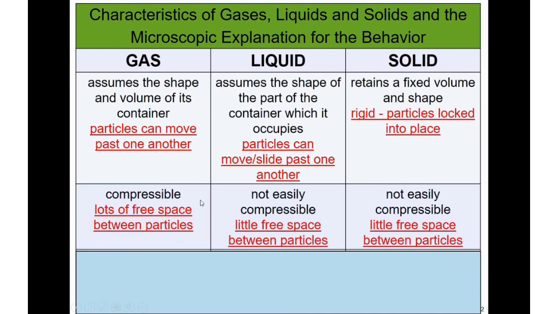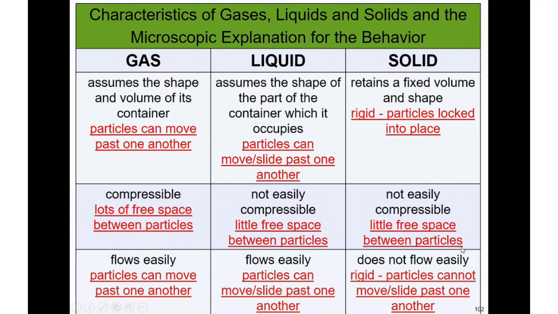In terms of compressibility, gas is highly compressible, while liquid is harder to compress, and solid is very hard to compress since there is very little space between the particles. The last one, in terms of flow, gas and liquid can flow easily since the particles can move past one another, but solid does not flow because the particles do not move past one another.